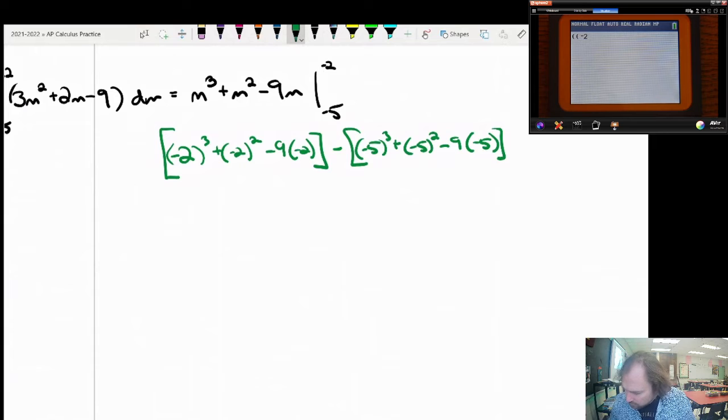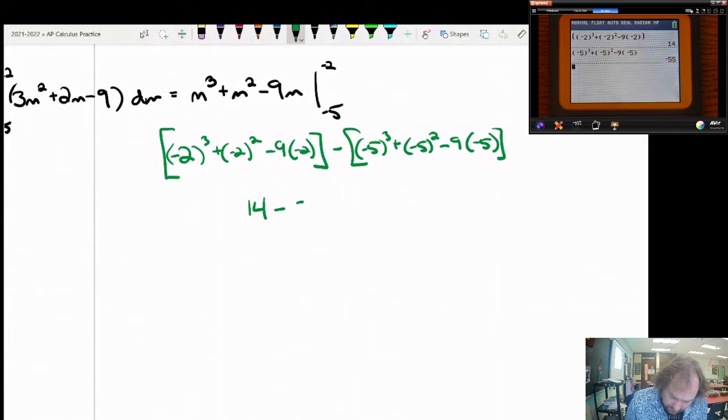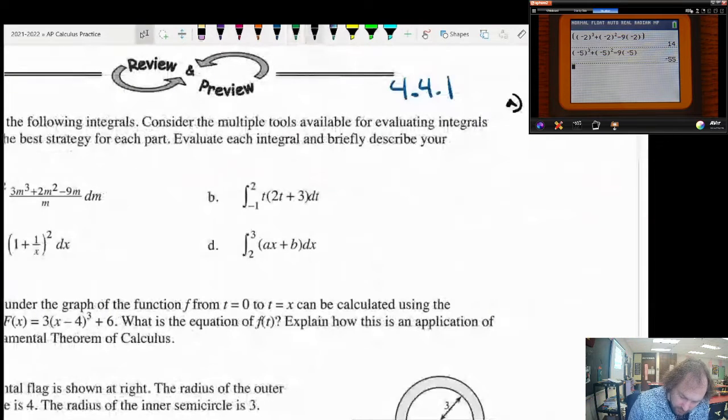I got -2 to the third plus -2 squared minus 9 times -2. That's the first number, 14. And then we've got -5 to the third power plus -5 squared minus 9 times -5. And that's going to be 55. And these work their way out to be 69. Nice. Okay, question B. This one I'm going to do right here in this little space.